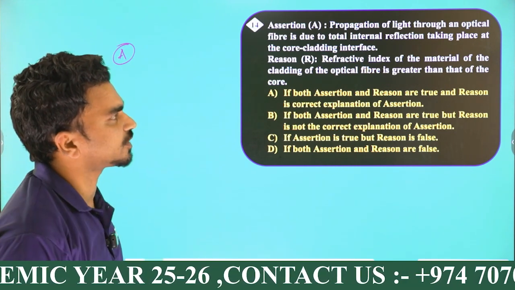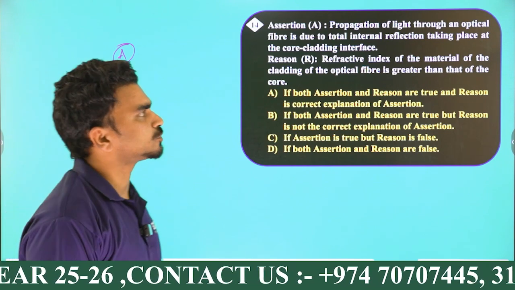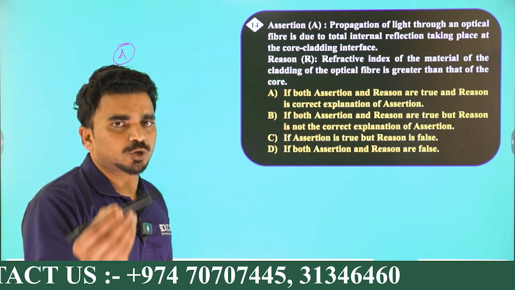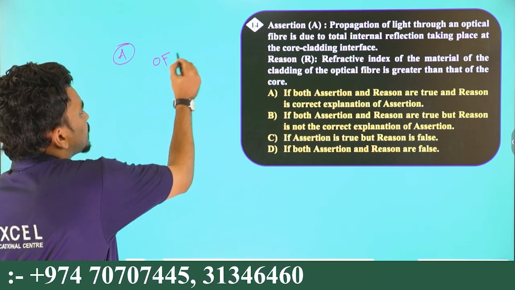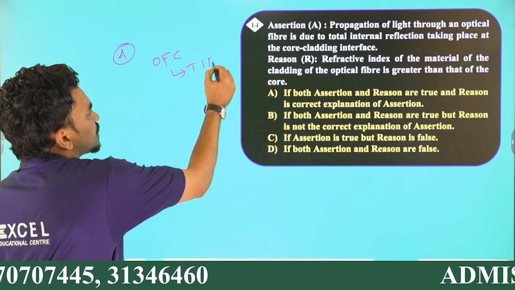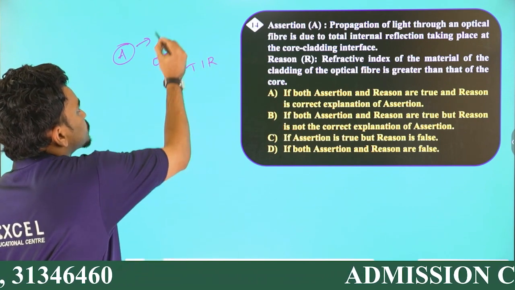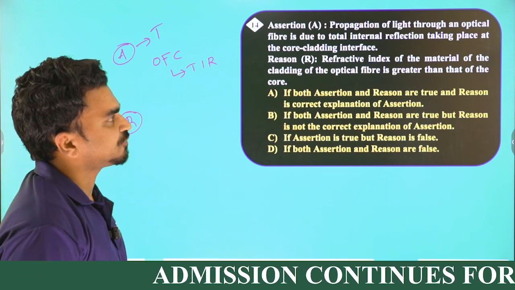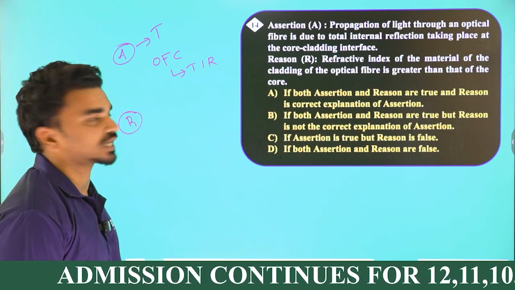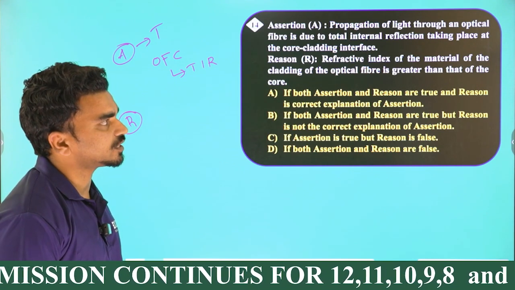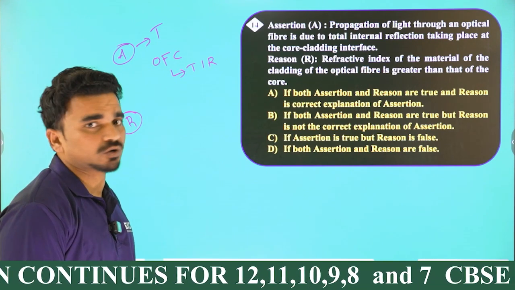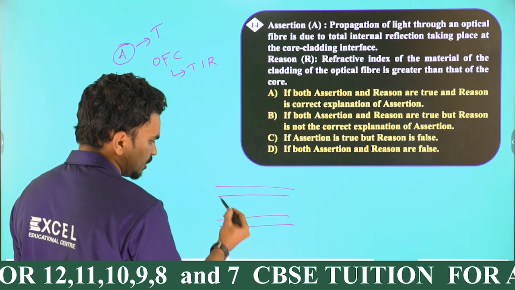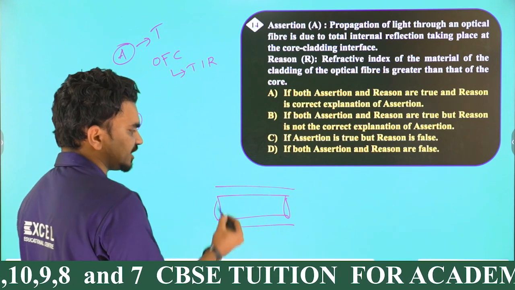The assertion says propagation of light through the optical fiber is due to total internal reflection taking place at the core and cladding surface. Yes, optical fiber cable works on the basis of total internal reflection. The assertion is true, no doubt. What about the reason? The reason says the refractive index of the material of the cladding of the optical fiber is greater. Oh, wrong. In optical fiber cable, the core has the higher refractive index.